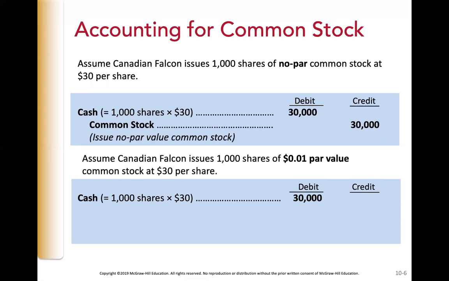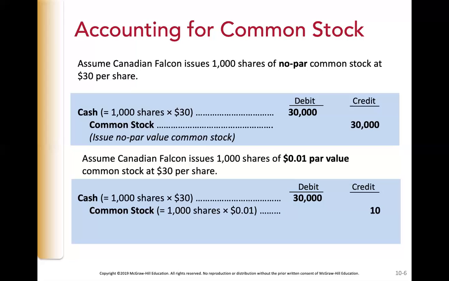The debit is still to cash for $30,000. We know that the company is receiving $30 per share for the 1,000 shares, so that doesn't change. The difference is in the common stock amount. Common stock needs to be recorded at only par value. So your 1,000 shares times your 1 penny, you would credit common stock for $10.